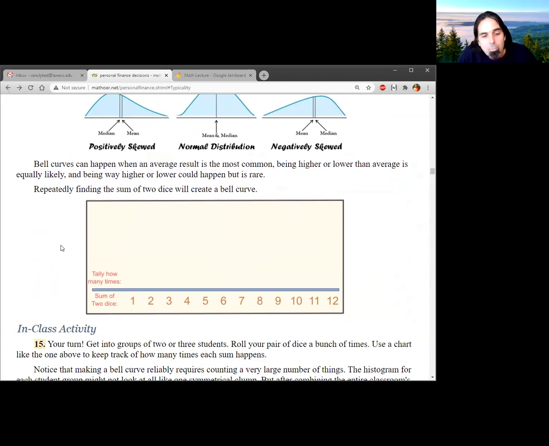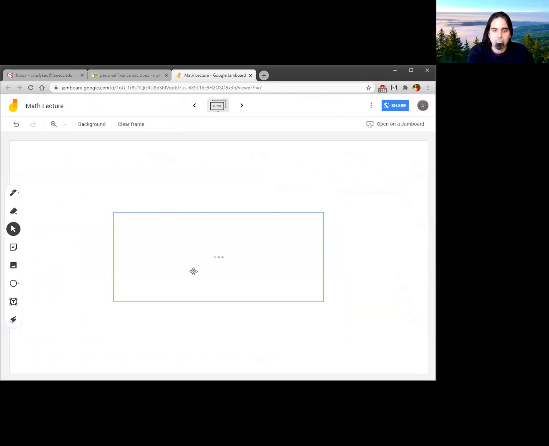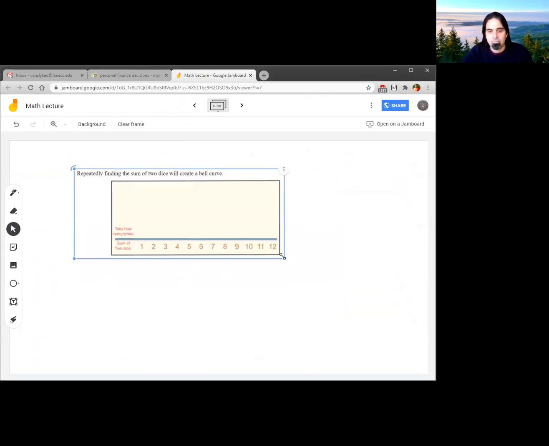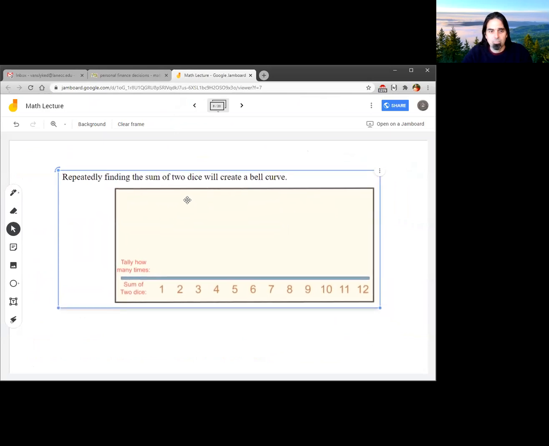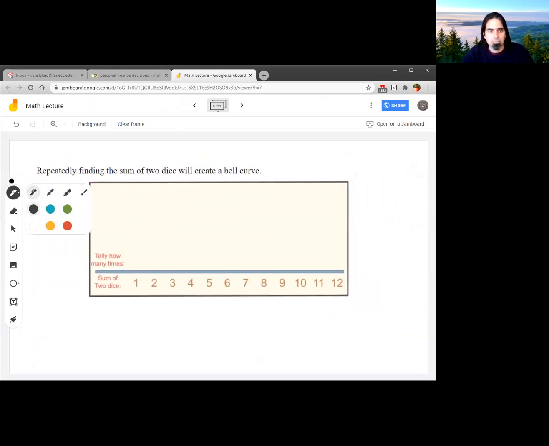Another thing that works better if we were all together is I would collect the pattern blocks and give everyone some dice. If you roll 2 dice again and again and again, it will make a bell curve. The most common number you would get would be 7. A little bit more rarely than that, you would get an 8 or a 6, and you would almost never get a 1 or a 12.